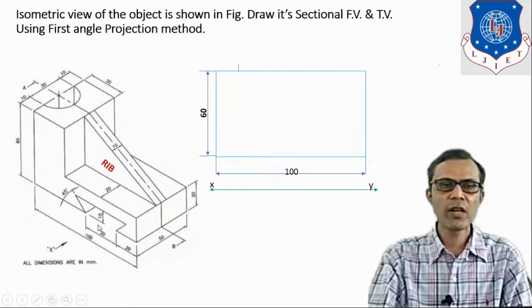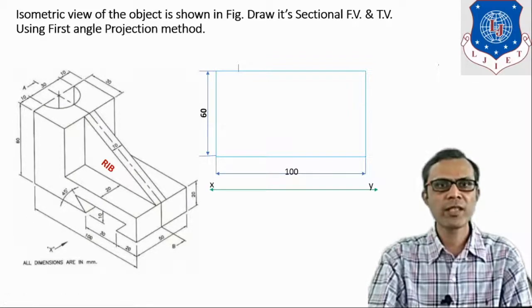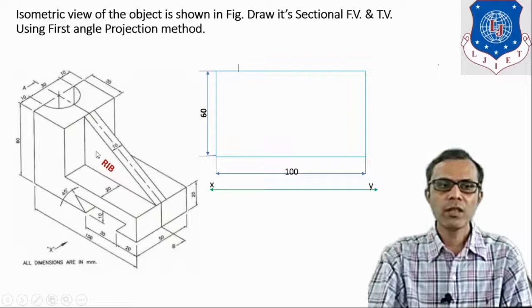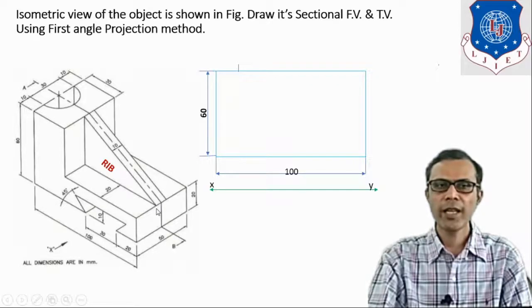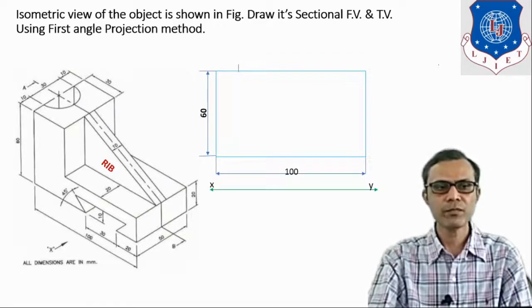Now from the front view direction, let us try to visualize which surfaces can be seen. Here this surface is clearly visible in its true shape with this cut part. This rib is also visible from this direction, but it will look like this slant edge in the front view, and this shape will look in true shape from the front view direction.